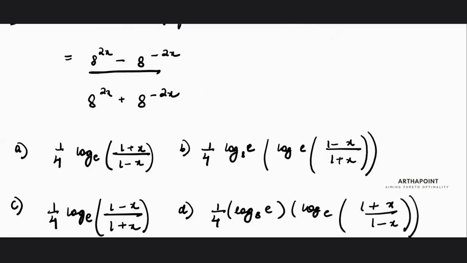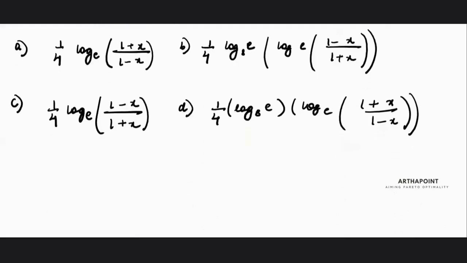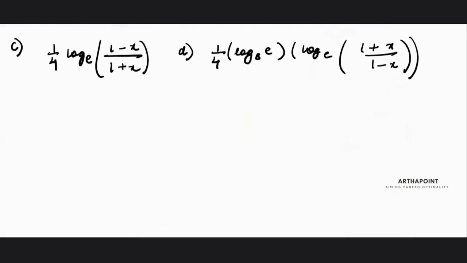Just try this once. You just have to find the inverse of the function, then I will do it. Let's do it together now. So the function is y equal to (8^(2x) - 8^(-2x)) upon (8^(2x) + 8^(-2x)).